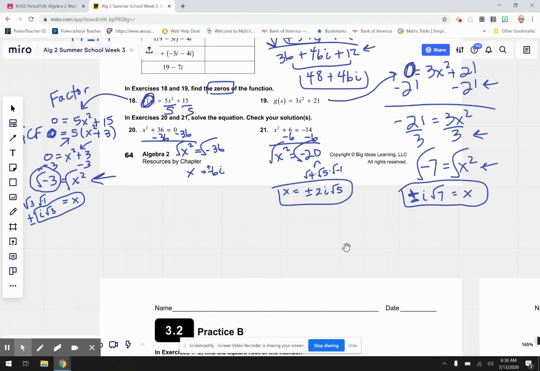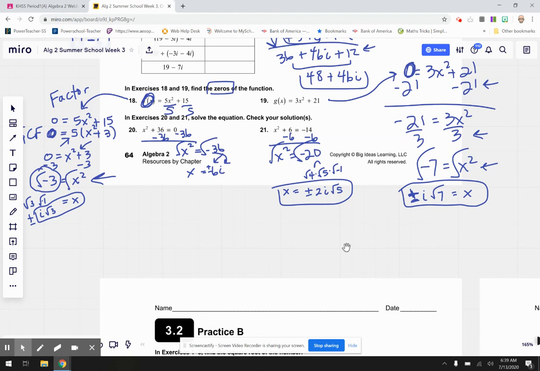Number 20, you're just going to subtract the 36 on both sides. Now 36 does come out of the square root as a 6. 6 times 6 is 36. The negative comes out as an i. So plus or minus 6i. Square rooting both sides means you need the plus or minus.